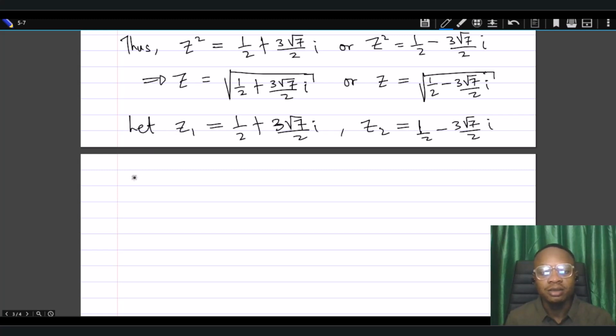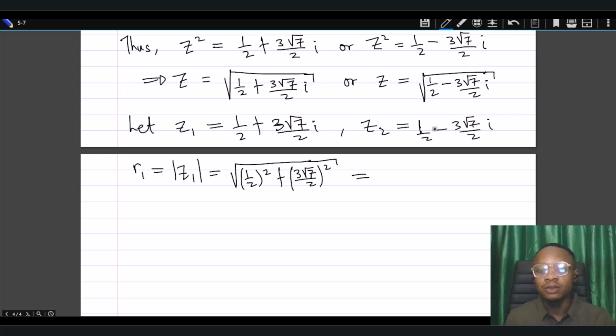So basically, this is going to be equal to z1, and we can say r1 will be equal to the modulus of z1, and that is going to be equal to the root of the square of the real part plus the square of the imaginary part. So we have this over 2 when we square that. It is actually going to be equal to r2 as well, because the only difference is that this one has negative. If we put that here and square it, it will give us the same result at the end of the day. So let's just get the modulus of this.